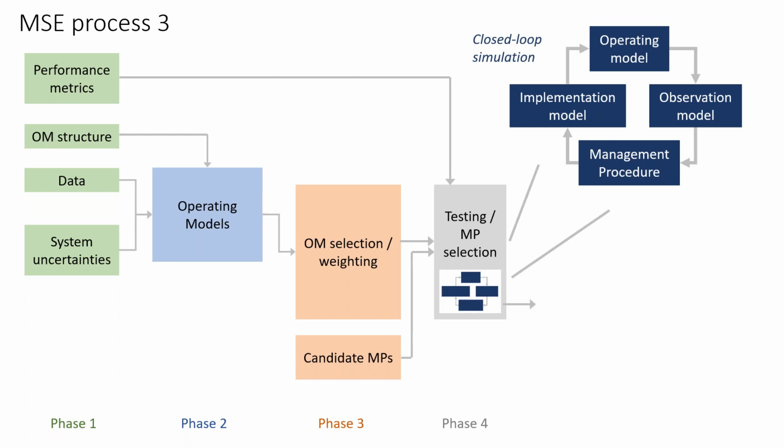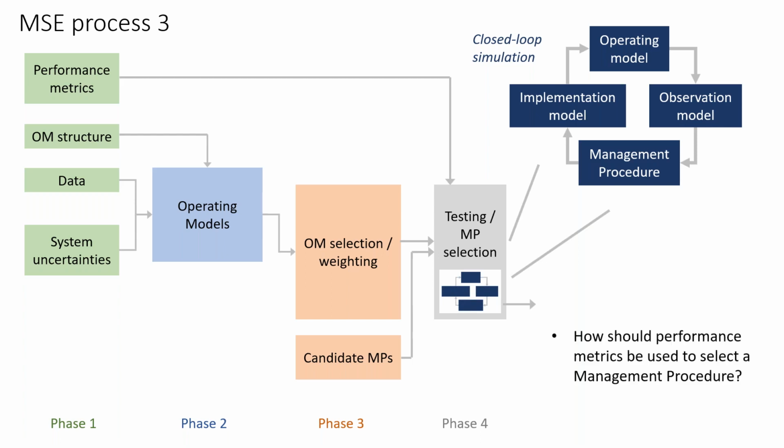And then we do the thing we've already shown you, which is the closed loop testing. That's just the calculation. That just drops out of all of this, right? We've got performance metrics, we've got our operating models, we've got our candidate management procedures. We push go on the calculation, and then we get a set of results. Maybe at the end of this in phase 5, of course, we've got to decide though at this stage in the testing how we're going to actually interpret our performance metrics.